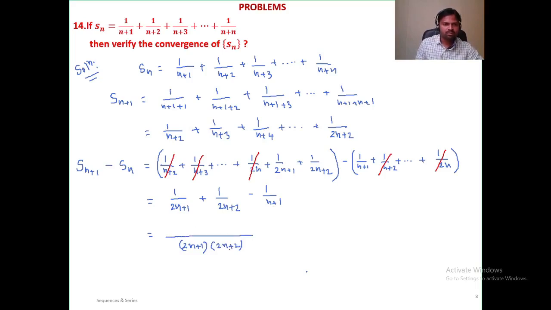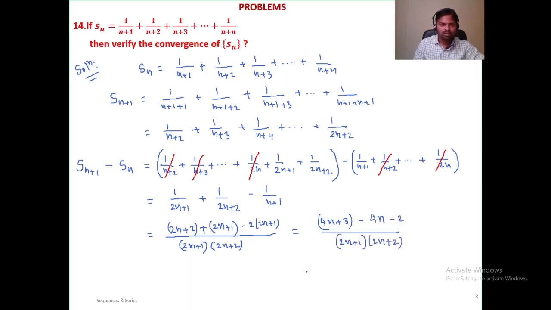So 2n plus 1 is gone, so 2n plus 2 here, 2n plus 2 plus 2n plus 1 is gone, so 2n plus 1, and here minus 1 n plus 1 is gone, so 2 into 2n plus 1. Okay, and if you simplify this, what do you get? So 2n plus 2 and 4n plus 3, here 4n plus 3, and minus 4n plus 2, minus 4n minus 2 upon 2n plus 1 into 2n plus 2.